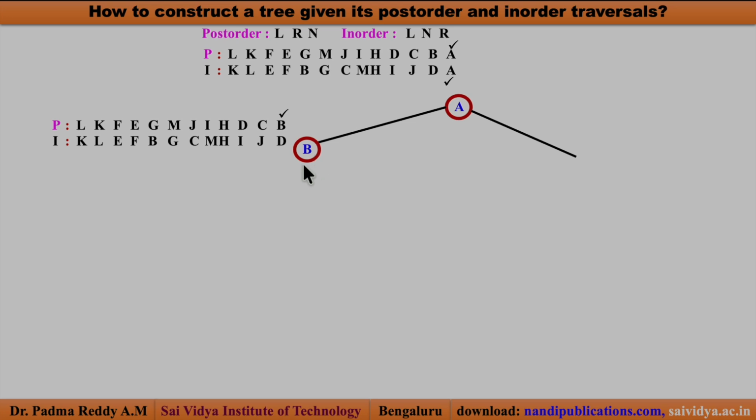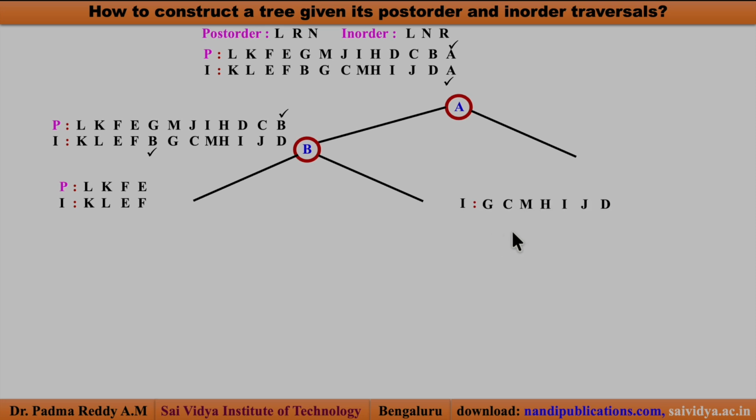To see what is there towards left of B, what is there towards right of B, look at the in order traversal where B is present. These nodes come towards left subtree of B. What is the corresponding post order? LKFE. And to the right hand side, GC will come towards right hand side. What is the corresponding post order? GMJI and so on. Now what should be the root here? Look at the post order traversal. What is the last one here? E will be the root node.